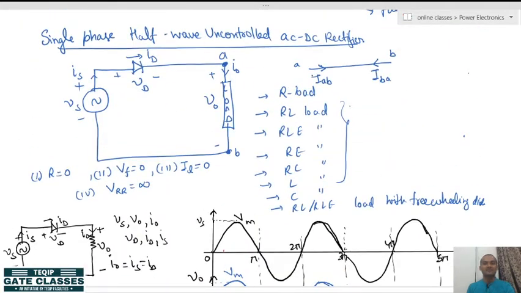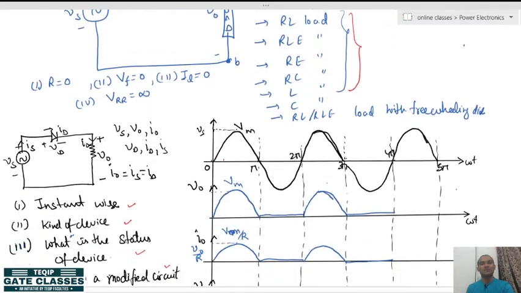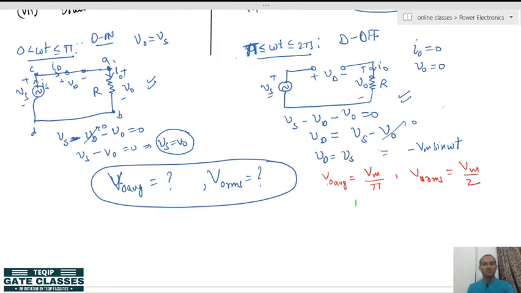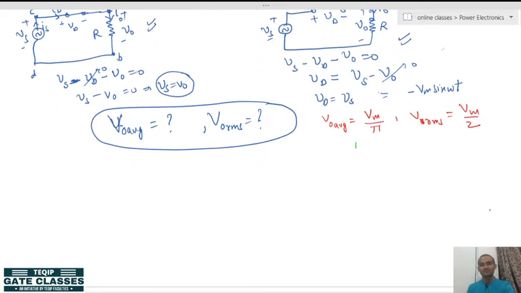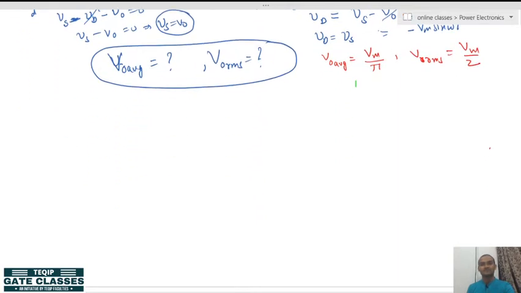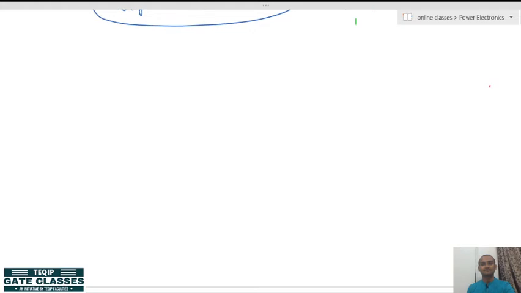Now, let us move forward to other load types. We have already discussed the R load. In this lecture we are going to cover various other types of loads. Today's topic is the single phase uncontrolled rectifier with pure inductor load.